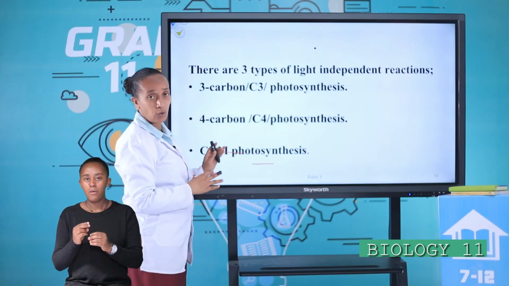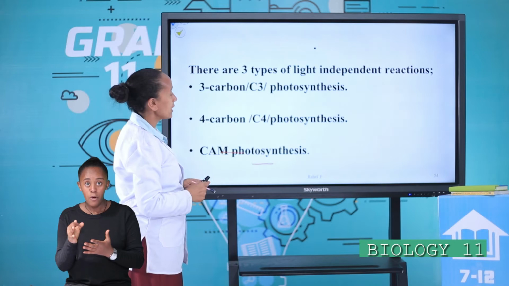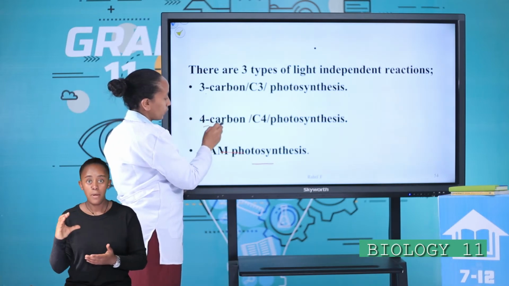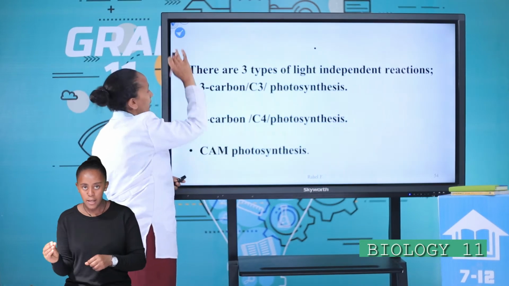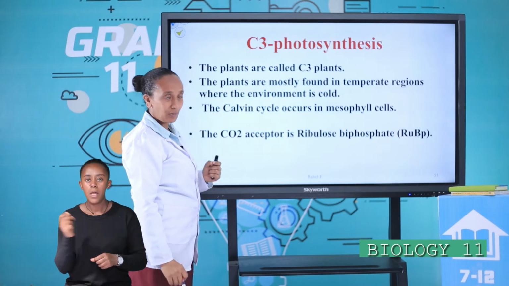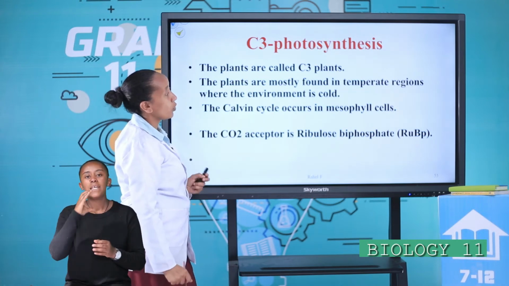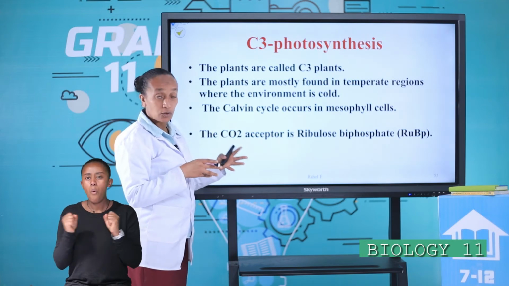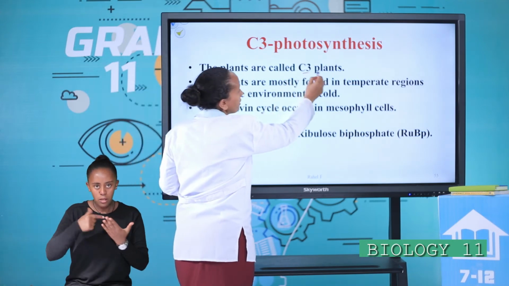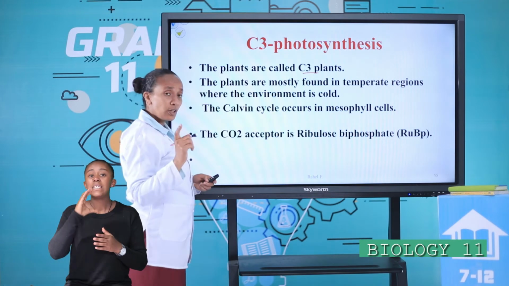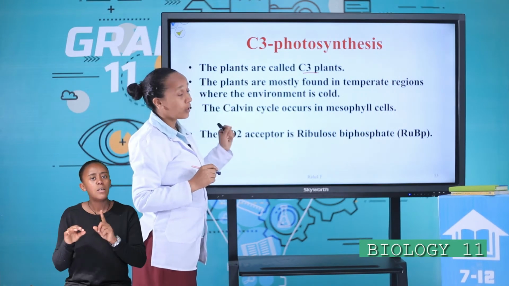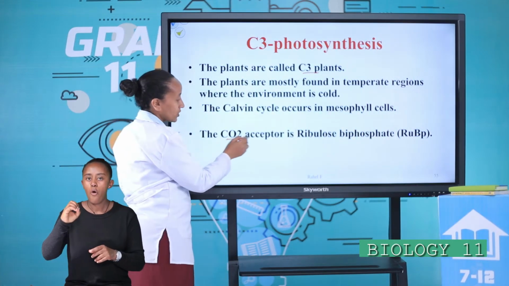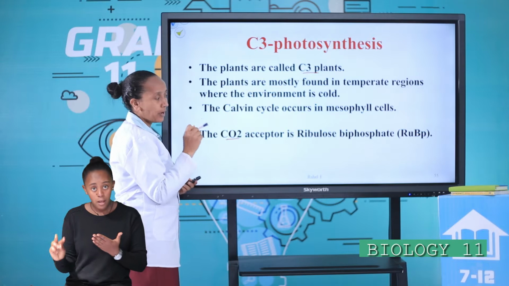There are 3 types of light-independent reactions in plants: C3 or 3-carbon photosynthesis, C4 or 4-carbon, and CAM. We will see each of them in brief. C3 photosynthesis occurs in those plants that live in cold environments. Due to this, the plants are also known as C3 plants. In such plants, the Calvin cycle occurs in the mesophyll cell, and the carbon dioxide acceptor is ribulose bisphosphate.